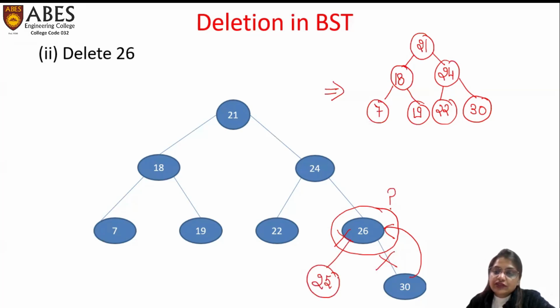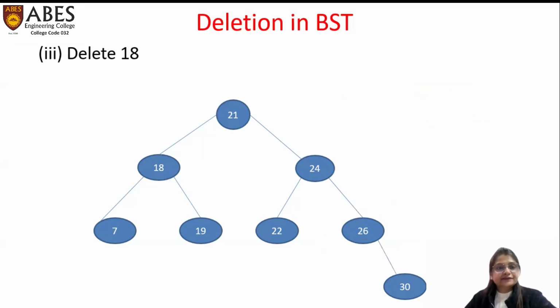Then what do we have to do in this case? Again, there is only one child, which is 25, to the left of this 26. Then the value 26 will be replaced by this value, which is 25, and this node will be deleted now. So this is the second case, in which if there exists only one child, then we directly replace the node with that child's value.